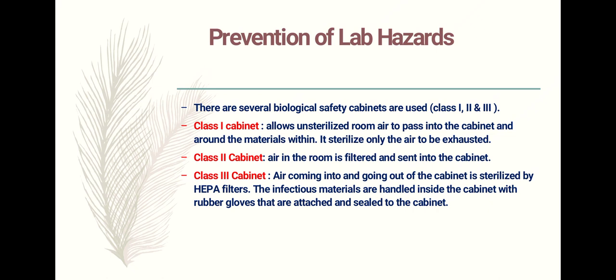Then the cabinet 2, in this the air in the room is filtered and sent into the cabinet. That means outside air is purified and it will be sent inside. Then in the group 3 cabinet, air coming in and going out of the cabinet is sterilized by using the special filter, HEPA filter, high efficiency particulate air filter. So the infectious materials are handled in this cabinet with the rubber gloves, and it is attached and sealed. So we can easily insert our hands and we can work. So this is a good one and it is very effective in the prevention of the spreading of infection.